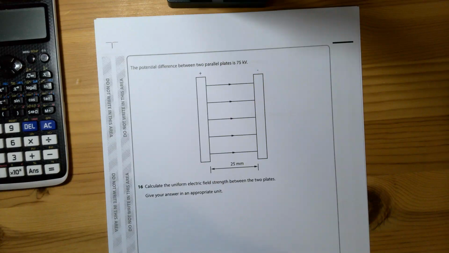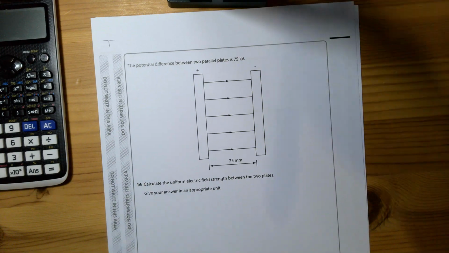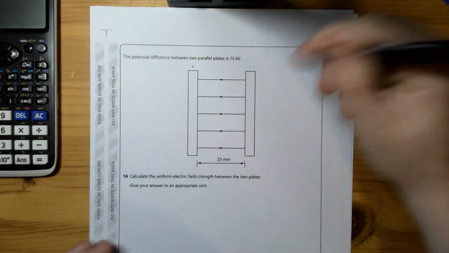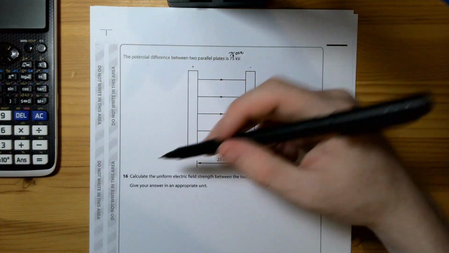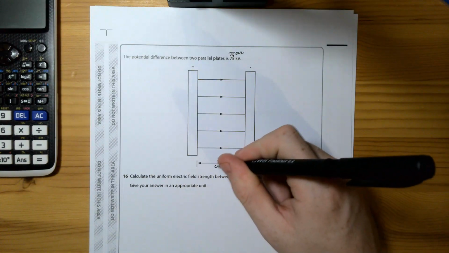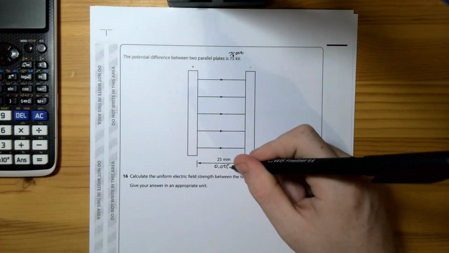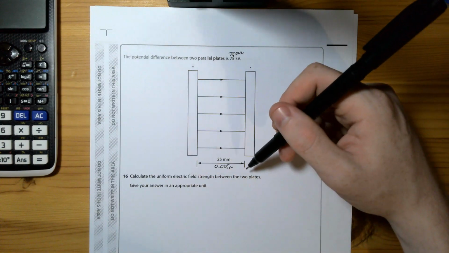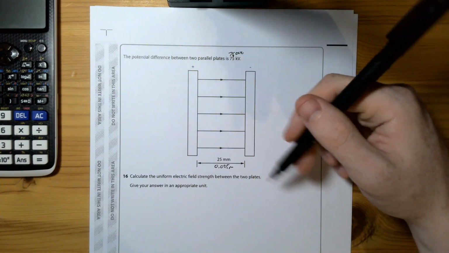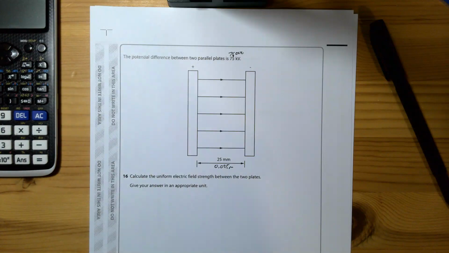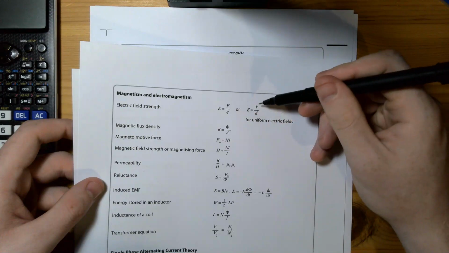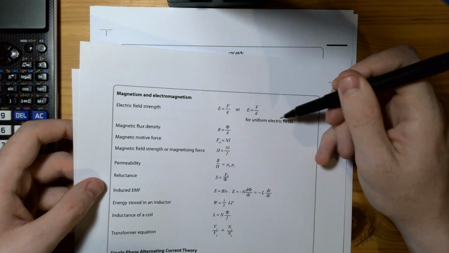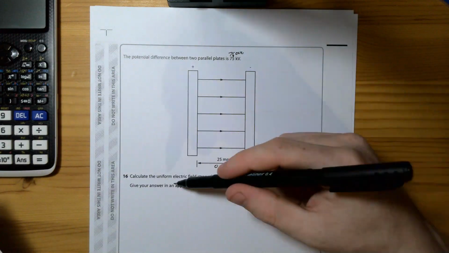question 16. Question 16, the potential difference between two parallel plates is 75 kilovolts. Okay, let's change that to 75,000 volts. Alright, you've got a distance of 0.025 meters. Calculate the uniform field strength between the two plates, give your answer in appropriate units. So I've already converted to get it into appropriate units, but for this we can quite simply go straight to our electric field strength. And we're going to be using this formula here, E equals voltage over distance for a uniform electric field. As you can see, uniform electric field strength.